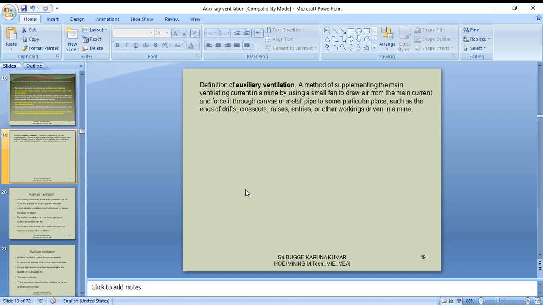Auxiliary ventilation means a method of supplementing the main ventilating current in a mine by using a small fan to draw air from the main current and force it through canvas or metal pipes to some particular place, such as the ends of drifts, crosscuts, rises, entries, or other workings driven in a mine.